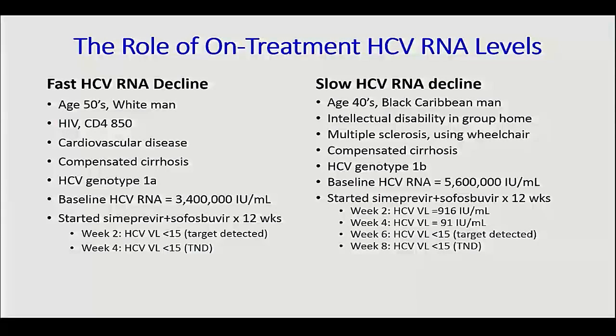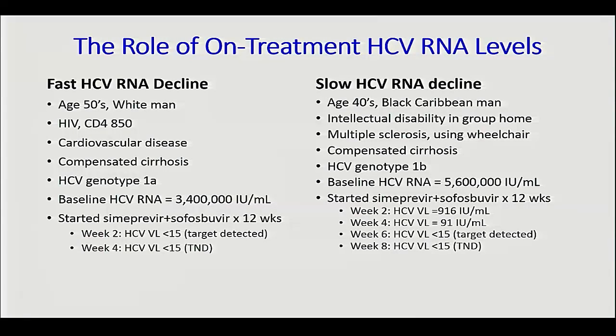Here's another example. One man has HIV, he's got cardiovascular disease, he has cirrhosis, viral load around 3 million. He got started on simeprevir, sofosbuvir for 12 weeks. By week two, he was less than 15 target detected. By week four, less than 15 target not detected.